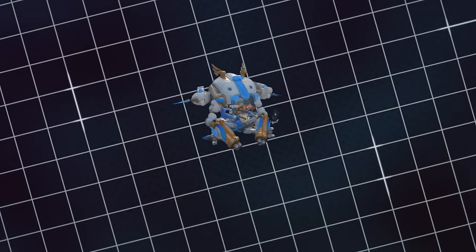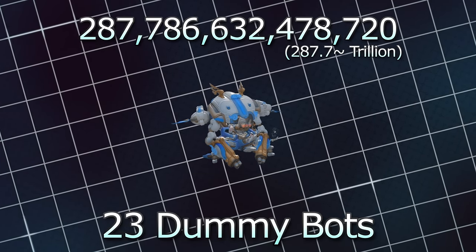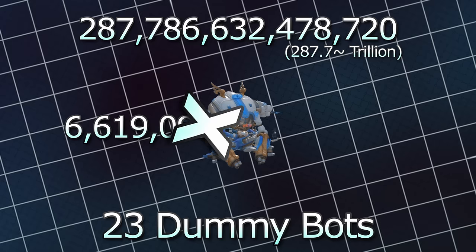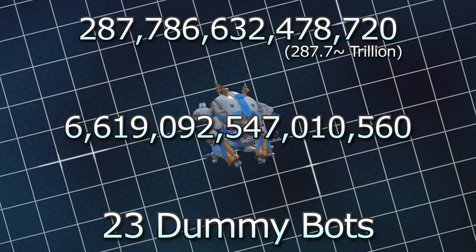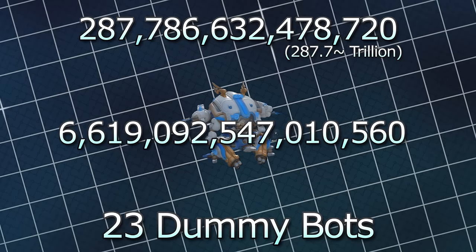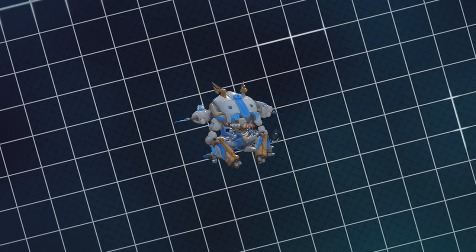Anyway, this takes us back to this theory. 23 dummy bots, now all with 287 trillion health, bringing the grand total to 6.6 quadrillion damage. Is this the amount of damage we're going to get? Still no. I first need to explain how this health glitch works.